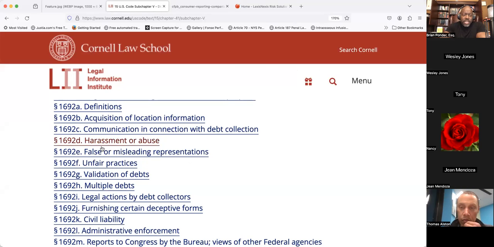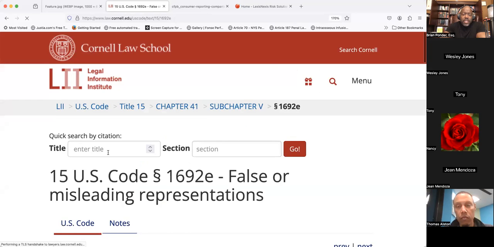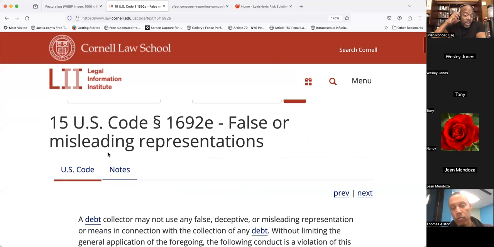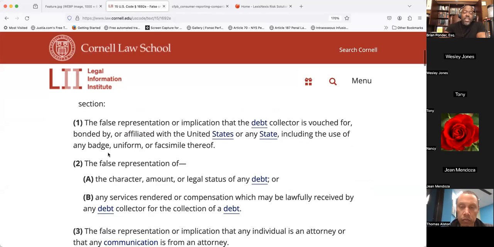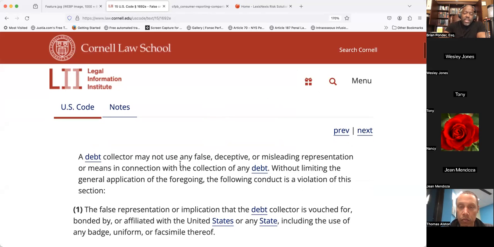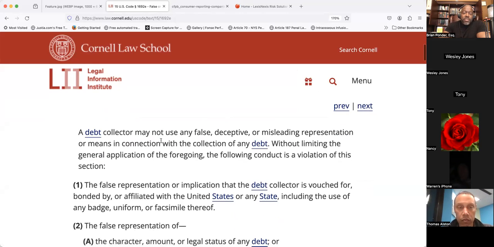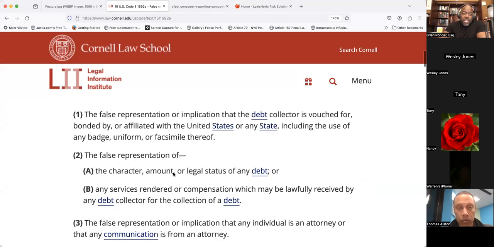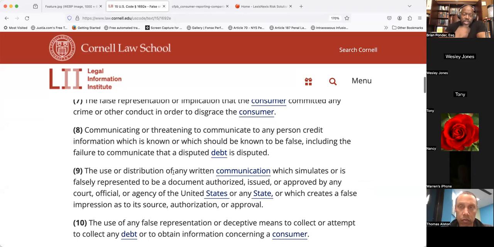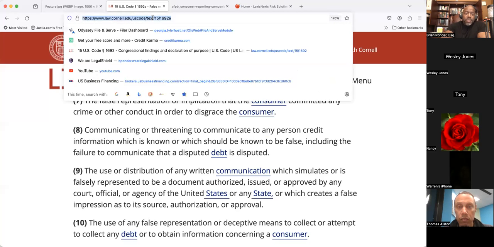But anyway, let me show you E8 just to refresh your memory. 1692e(8). E is about false or misleading representations. E says the debt collector may not use false, deceptive, or misleading representation or means in connection with the collection of any debt. Without limiting the general application of the foregoing, the following conduct is a violation. We're going to skip down to 8. 8 says communicating or threatening to communicate to any person credit information which is known or which should be known to be false, including the failure to communicate that a disputed debt is disputed. So that's what E8 focuses on.